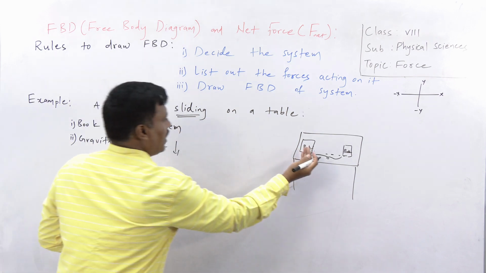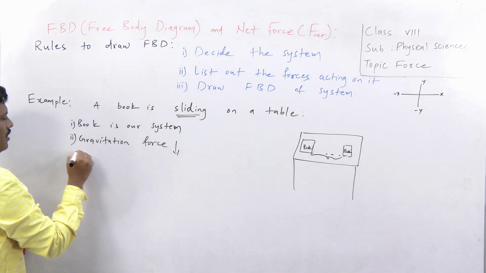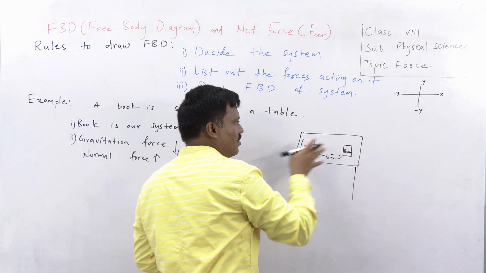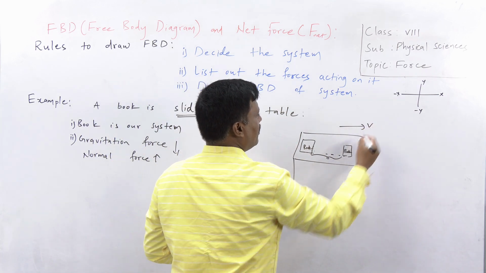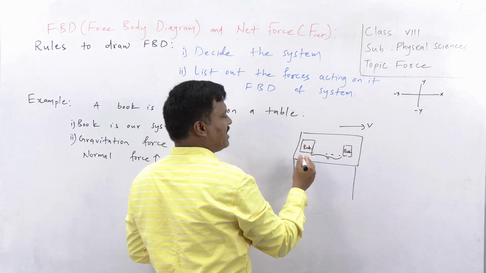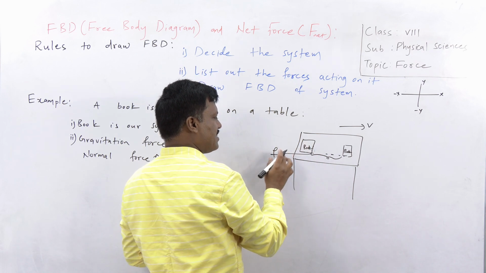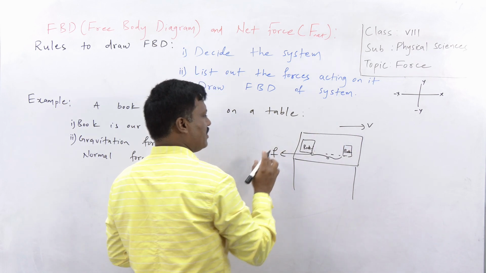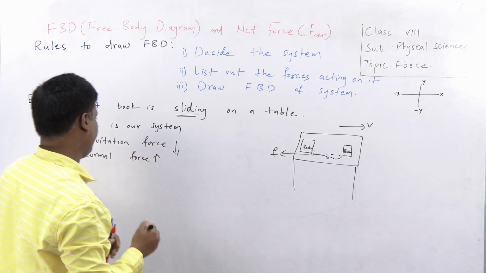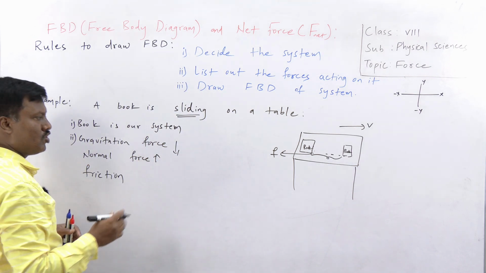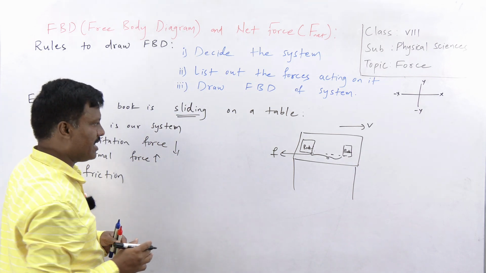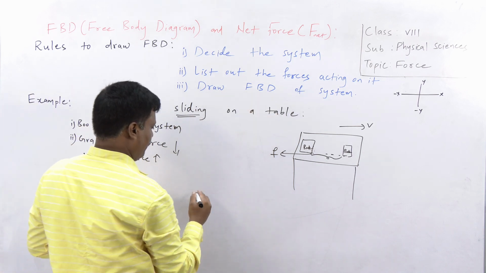Okay. Normal force in upward direction. As this book is sliding towards the right side, there is a frictional force acting on this book, on the surface between the table and the book, that is opposite to the direction of the motion, that is f, small f. So friction. So total how many forces are acting? 3 forces are acting. Now we have to draw the free body diagram.